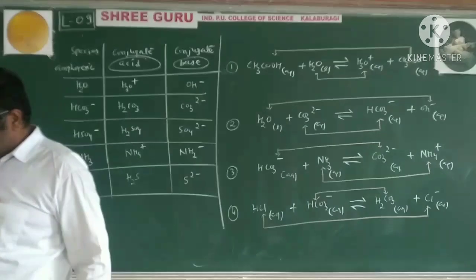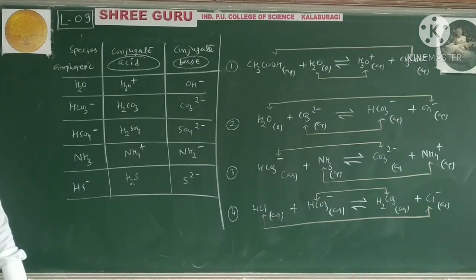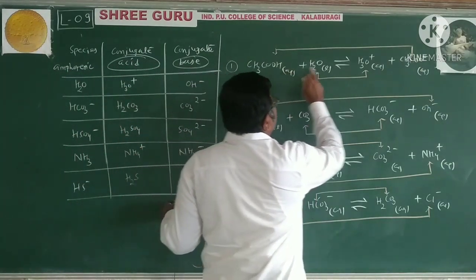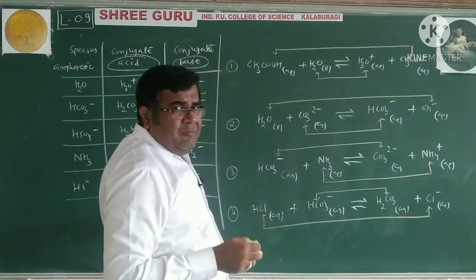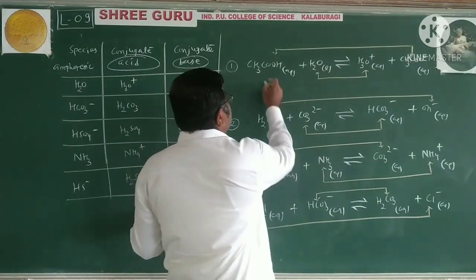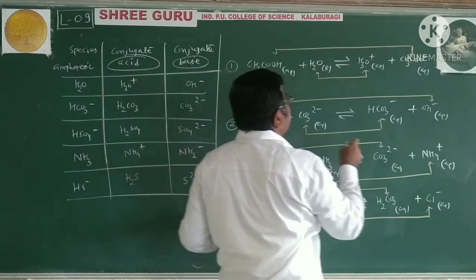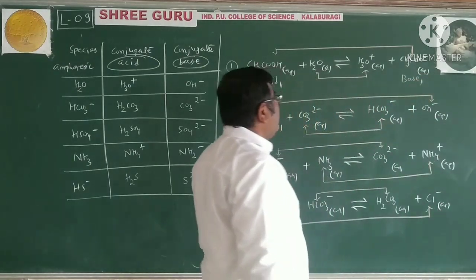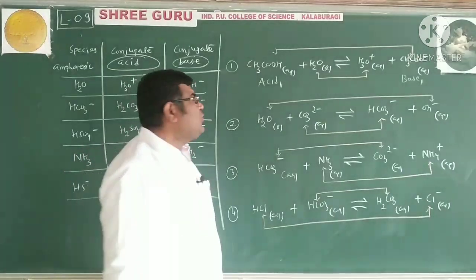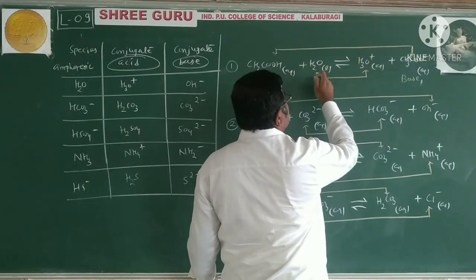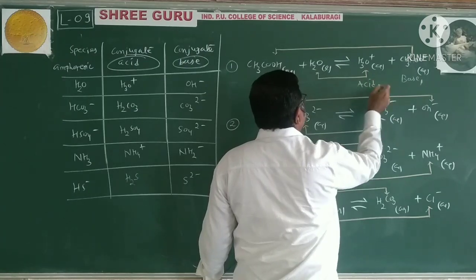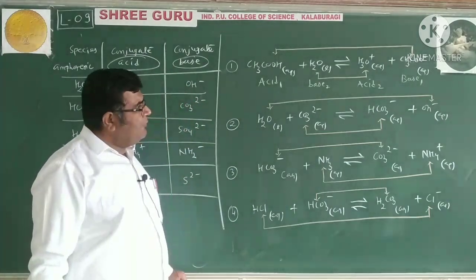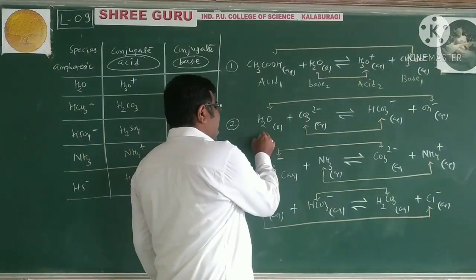And then we have to identify which one is acid 1 and which one is acid 2. So CH3COOH and CH3COO negative: which is capable of donating a proton? Of course CH3COOH. So it is acid 1 and it becomes base 1. H3O plus and H2O: H3O plus has donated a proton to become H2O. So it is acid 2 and this is base 2.